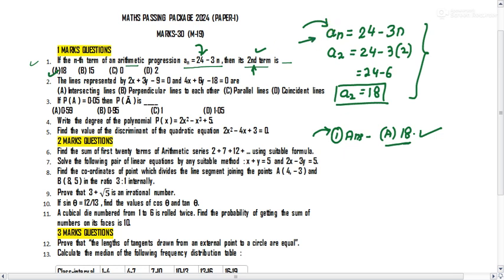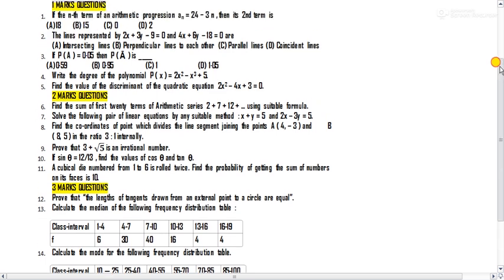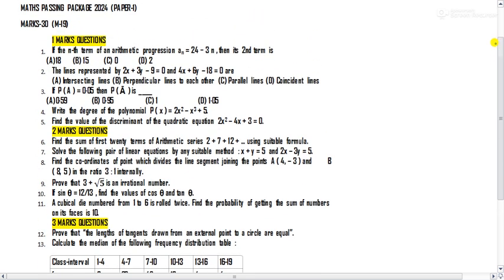Okay, coming to the second question. Do you have any doubt, guys, in the first question? No, sir. Okay, so let us start the second one.